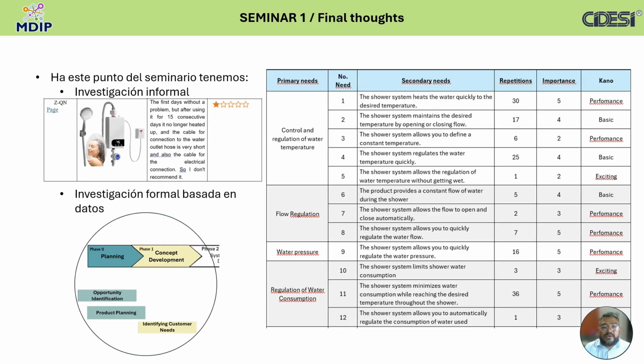Throughout this seminar, we have investigated in parallel and informally the existence of competitors, from which we have captured information about some needs that customers look for in this product. We have also learned about the regulation they serve and about the basic needs that our product must contemplate. But above all, we now have real needs of real users that will serve us for the next step of the product development.